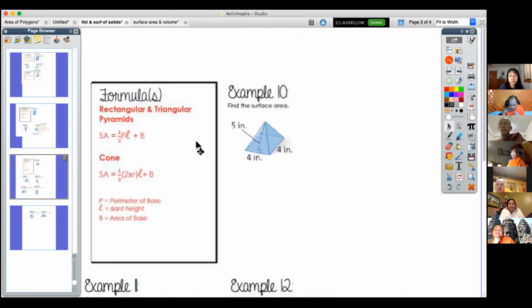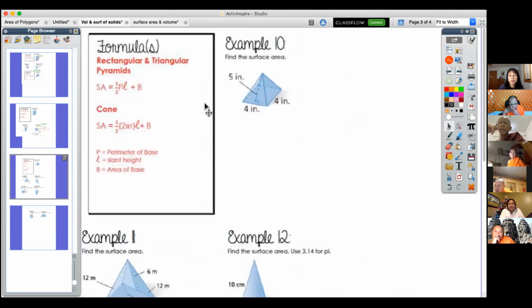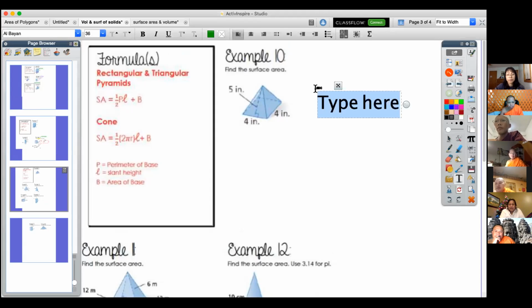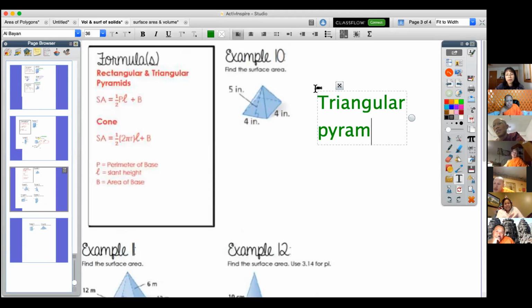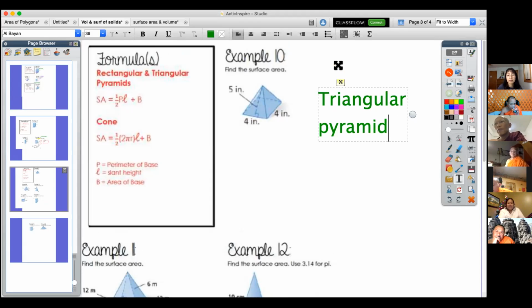tell me number 10. What kind of shape is that? Pyramid. Look at number 10. Very good, it's a pyramid. What kind of pyramid? How about the base view? Rectangular. Triangular pyramid. Okay.